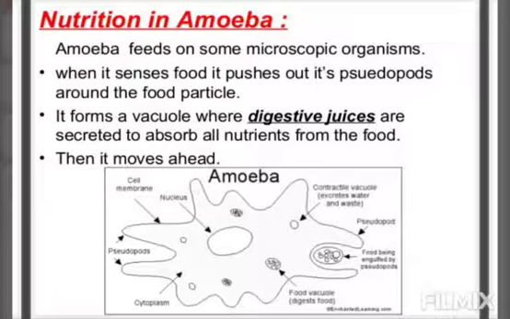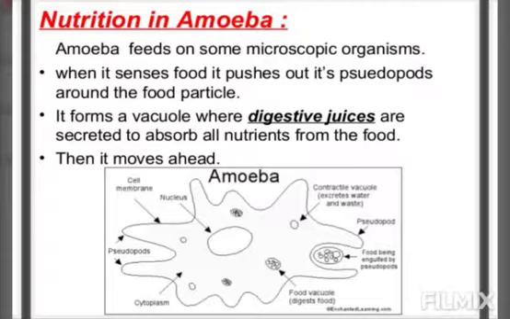On sensing the food around it, amoeba puts out its pseudopodia. As soon as it senses that there is food around it, it extends its false feet, which surround the food particle and ultimately take the food particle inside its body. The food particle inside the amoeba forms a food vacuole. Food vacuoles are present in the body of the amoeba.